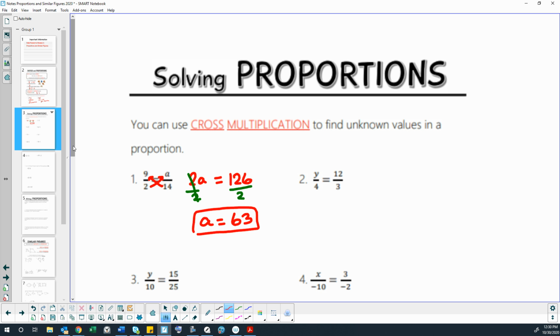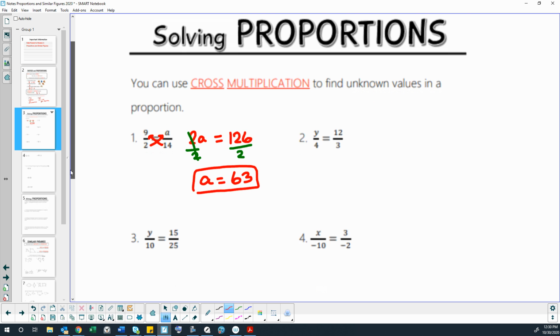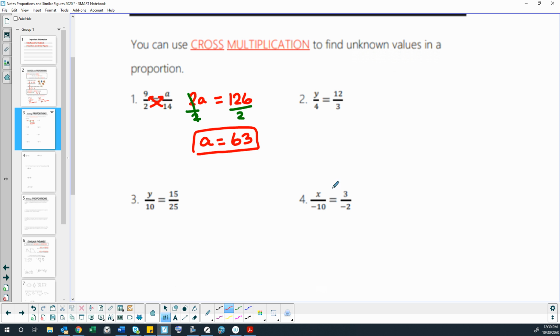These are all very similar types of problems. Let's do one that has some negatives in it. So skipping down here to problem 4, I'm going to cross multiply negative 2 times x and then negative 10 times 3.